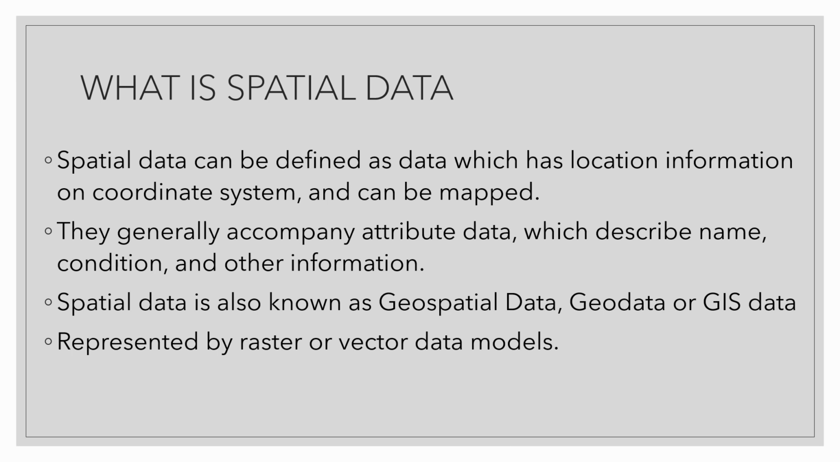The location provided may be static in short term, for example, the location of a piece of equipment, an earthquake event, children living in poverty, or dynamic, for example, moving vehicle or pedestrian, the spread of an infectious disease. They generally accompany attribute data, which describe name, condition, and other information. Spatial data is also known as geospatial data, or geodata, or GIS data.